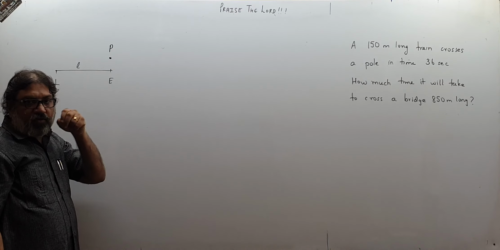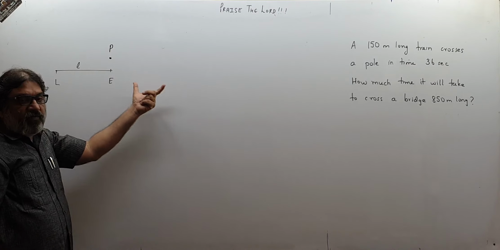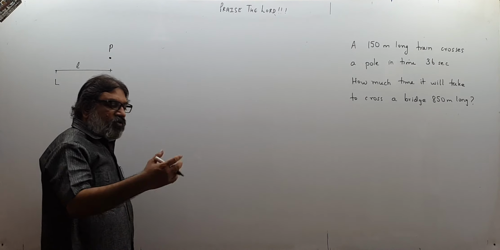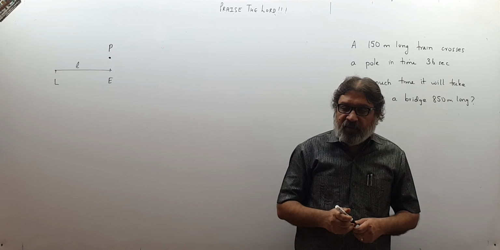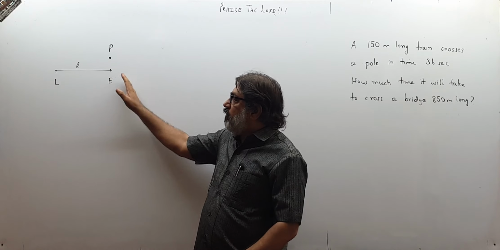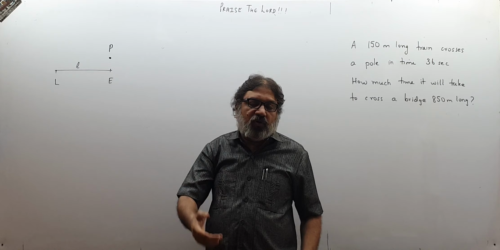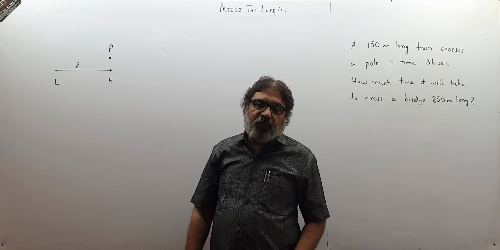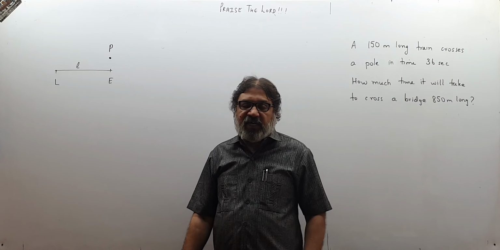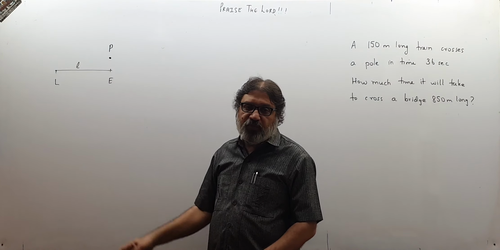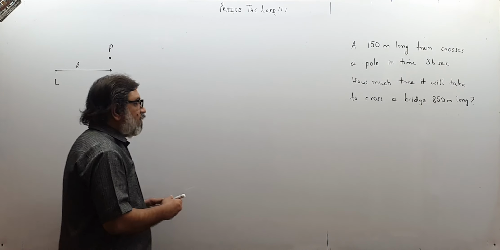That means how much length has to cross this point? The entire length of the train has to cross. So how much distance has to cross this point? L, the length of the train. So the distance to be travelled by the train is L to cross the pole. That you should understand. When the engine is here, and it moves forward, when the last point comes over here, we say the train has crossed the pole. So L length has been travelled by the train to cross the pole, and it is doing it in how much time? 36 seconds.